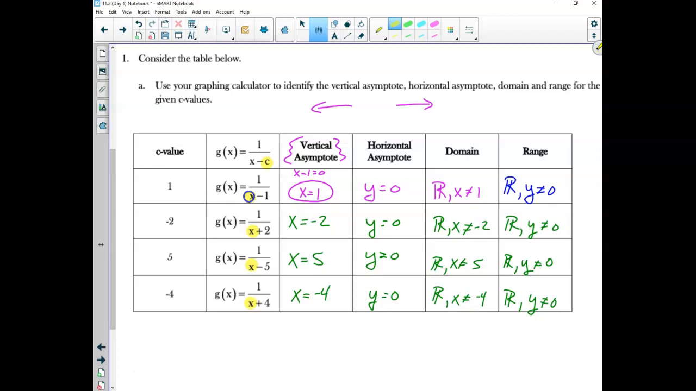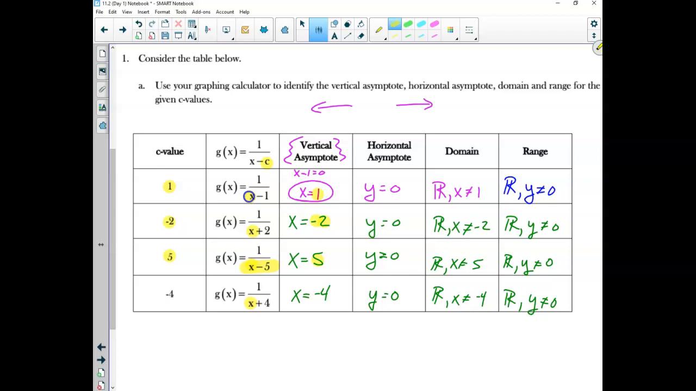So this c value here, whatever it is, if c is 1, my vertical asymptote is 1. If c is -2, my vertical asymptote is -2. If c is 5, my vertical asymptote is 5, because that's what gets me in there. But be careful, because when I see x minus 5, I have to think, what value for x do I plug in? I plug in a positive 5, not a -5, to find these vertical asymptotes, right?